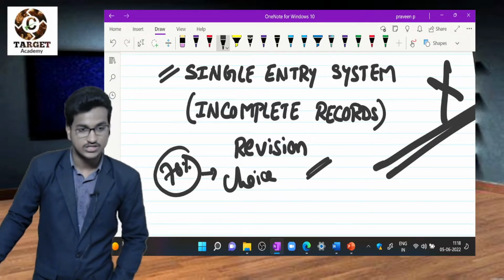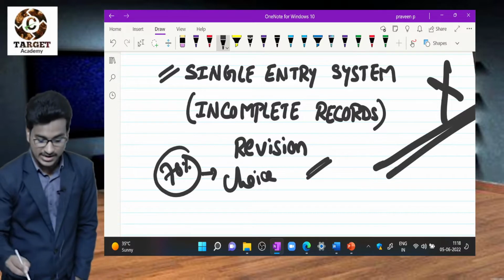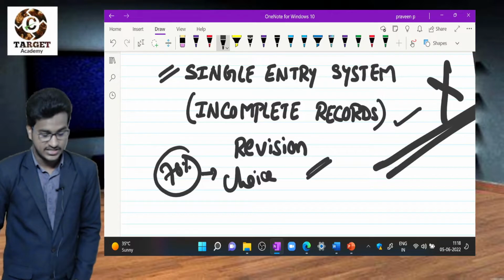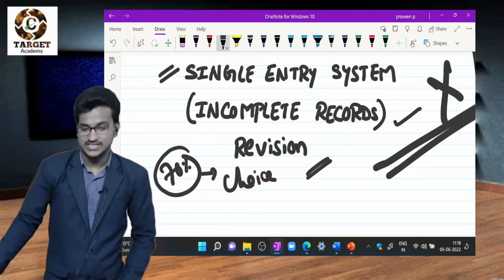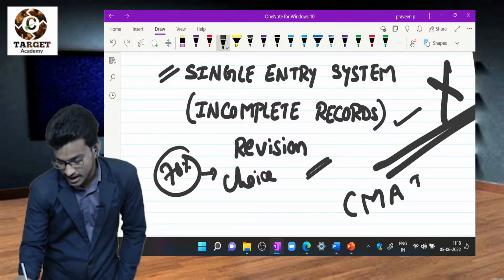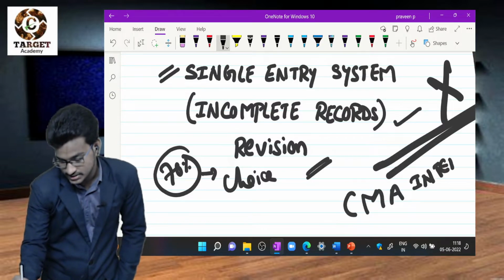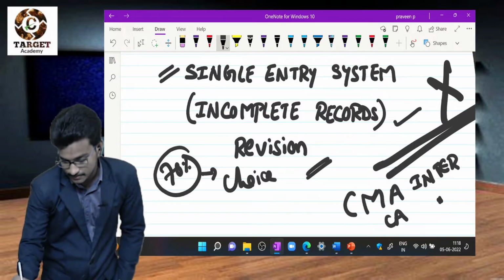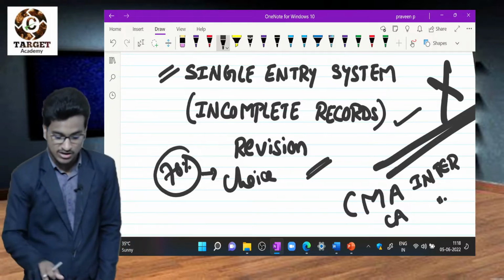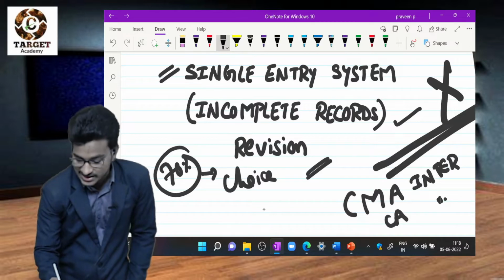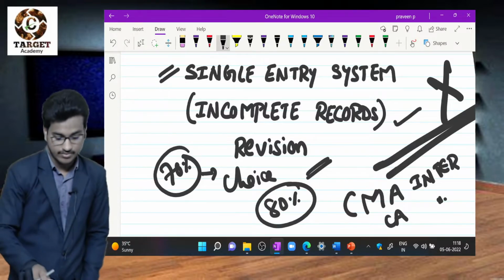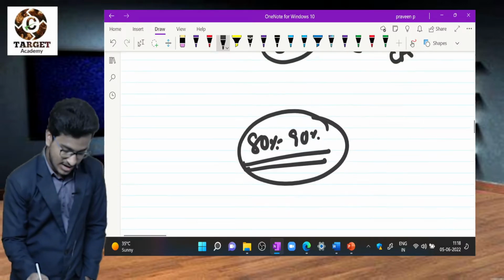This session is for the single entry system, or incomplete records, revision session. This video will be helpful for CMA Inter as well as CA Inter students. This chapter is a little bit difficult, but not that much. We can easily get at least 80% of marks. So without any further delay, let's get started.